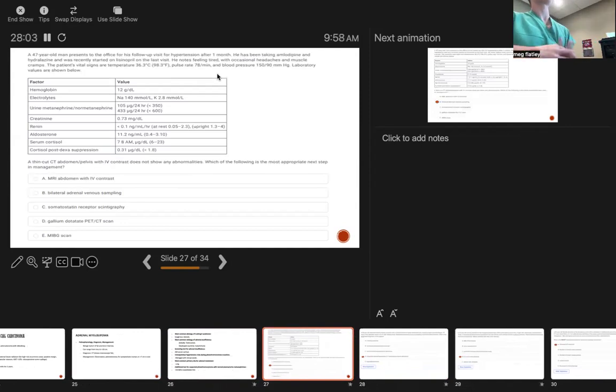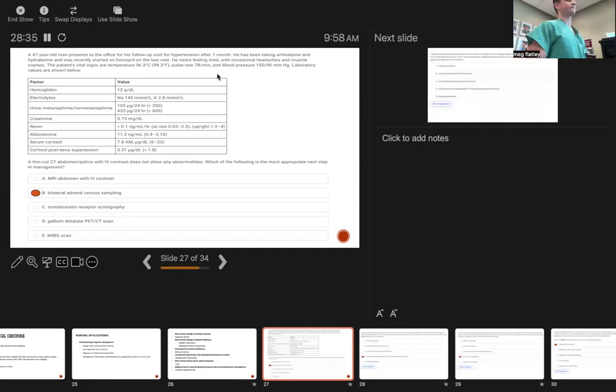A 47-year-old man in the office for a follow-up visit. He feels tired, has headaches, muscle cramps. His vitals are notable for blood pressure 150 over 90. His labs are significant for hypokalemia and high aldosterone. His CT doesn't show any abnormalities, so you would want to get adrenal venous sampling. Yeah, good job. That's to Meg's point earlier.